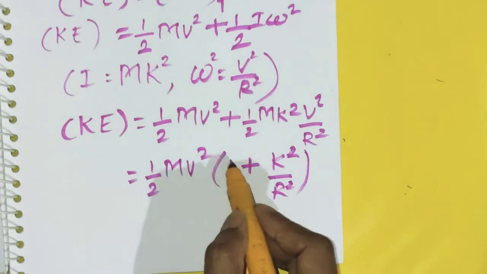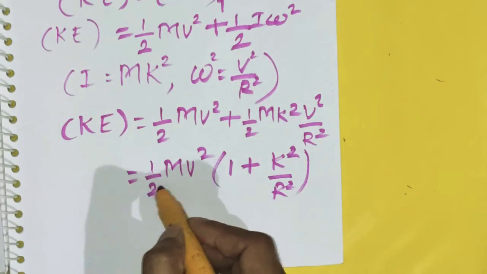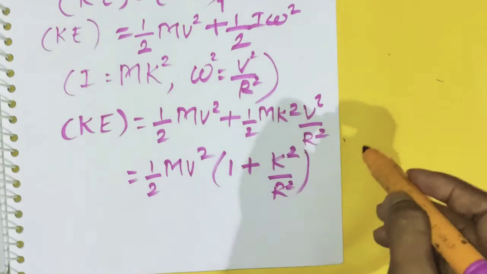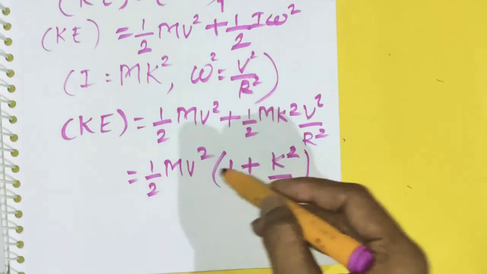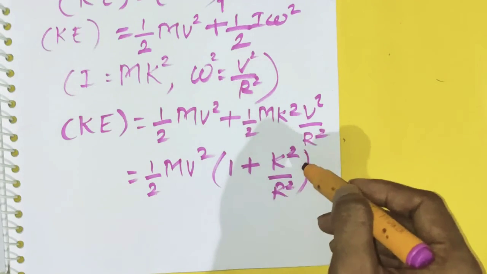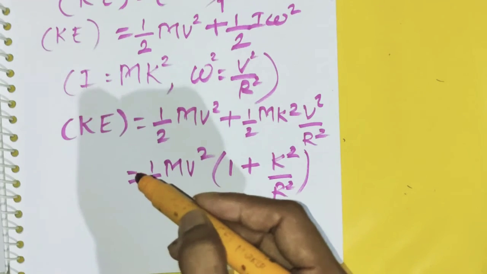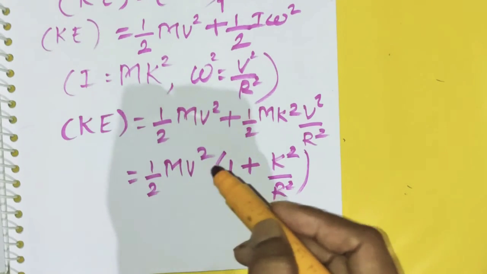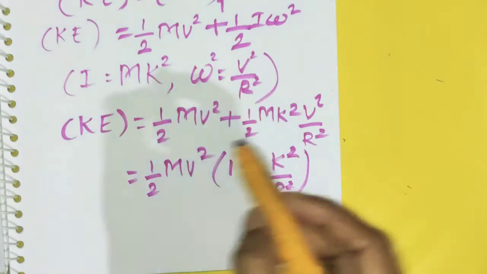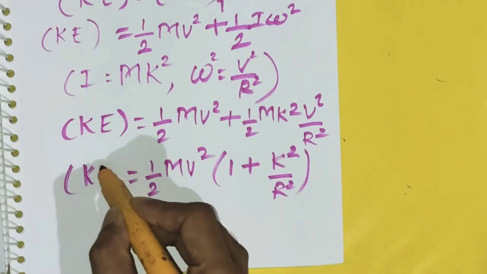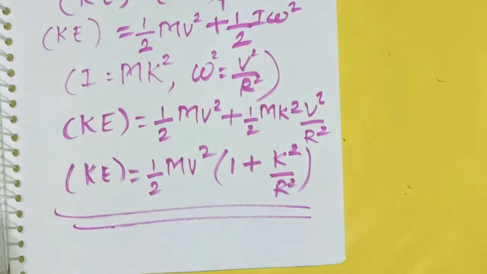1 by 2 mv square into 1 is 1 by 2 mv square, and 1 by 2 mv square into k square by r square is the second term. So 1 by 2 mv square into 1 plus k square by r square is our total kinetic energy when the body is rolling on the plane surface. So this is the expression for the kinetic energy of rolling motion.